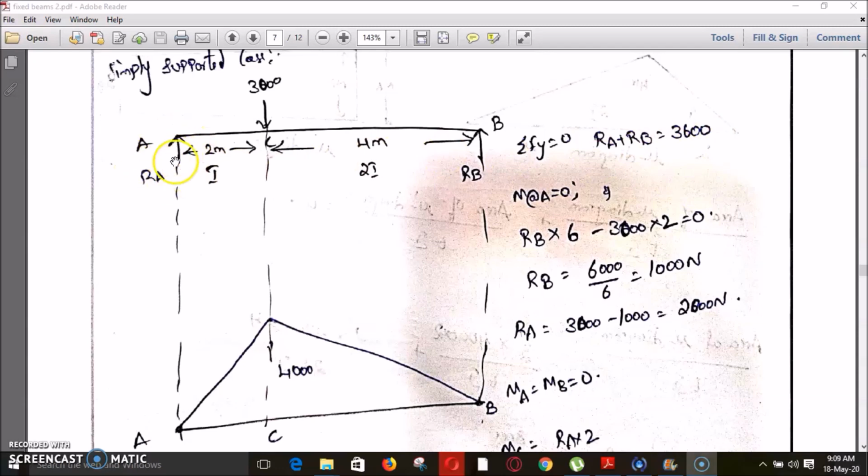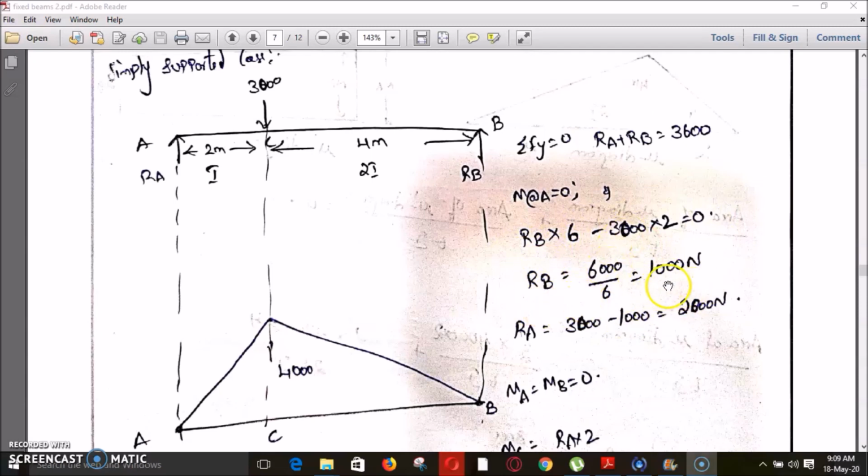The forces acting for this moment are RB and 3000. So the moment due to RB will be RB into span 6. It will be positive since it is acting anti-clockwise on the right side. So RB into 6 is positive, and coming to this 3000, the moment will be 3000 into 2 and it will be negative since it is acting in the clockwise direction on the right side. So RB into 6 minus 3000 into 2 is equal to 0. By solving this, we get the RB value as 1000 newtons.